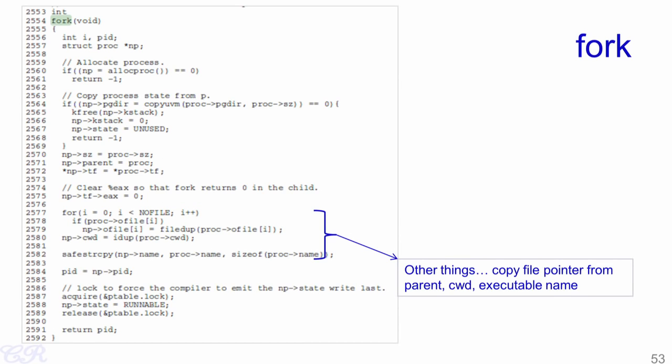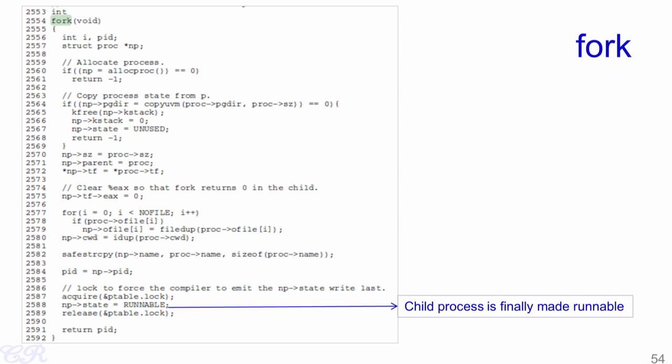In this part of the fork implementation, other things are copied from the parent process onto the child process. Other things include the executable name, the CWD, that is the current working directory, and a copy of the file pointers from the parent. Now that the proc structure for the child process is completely filled, the state is switched from embryo to runnable. Setting the state to runnable implies that a scheduler could select this child process and allocate it the CPU. Thus, the child process would be able to run and execute code on the CPU.